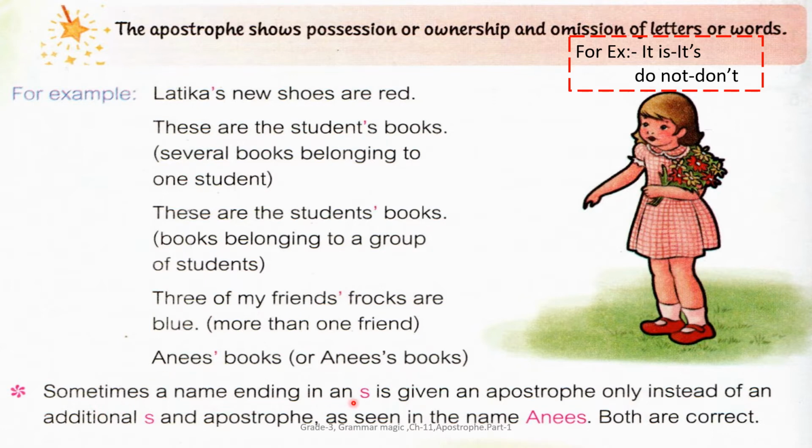Sometimes names ending in an s are given an apostrophe only instead of an additional s and apostrophe, as seen in the name Anis. Both are correct. How is it spelled? A-N-E-E-S. Yes, Anis. So s is at the end. So don't be confused. If you find any word which ends in s, you can use both versions. You can put apostrophe at the end, or you can write Anis apostrophe s. Both are correct.